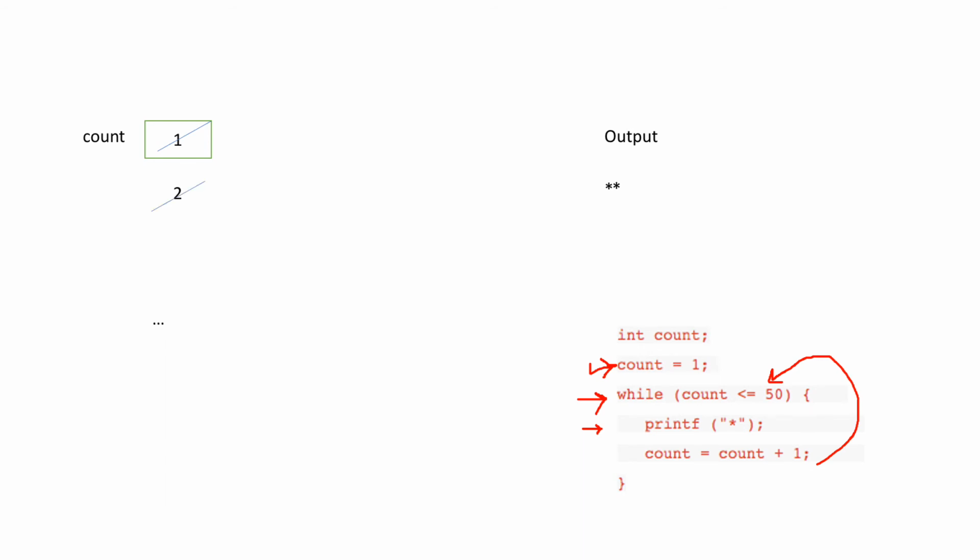And so let's do one more step. Count gets overwritten from 2 to 3. And the condition while count less than or equal to 50 is still true, and therefore it prints the third star. And this goes on. It goes on from 3, 4, 5, 6, so on up to 50.